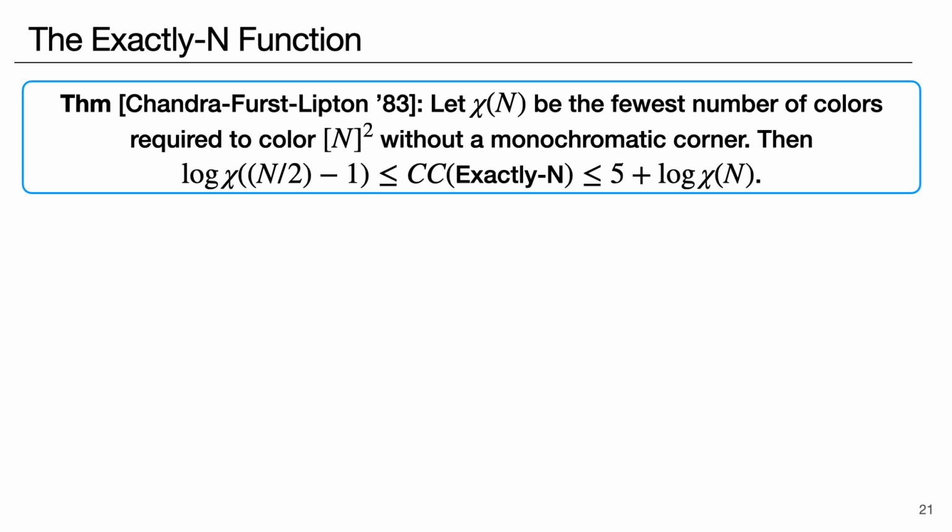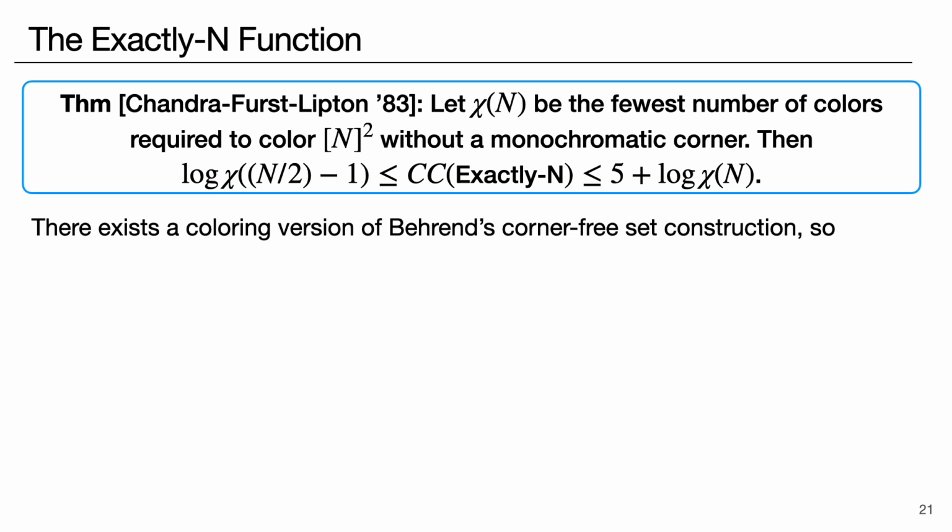Now, I'll prove the upper bound for you in just a minute, simply because I can't resist. It's very nice. The lower bound I think I'll skip for the sake of time, but I would encourage you to either try to prove it yourself or to look in their paper or some similar resource.